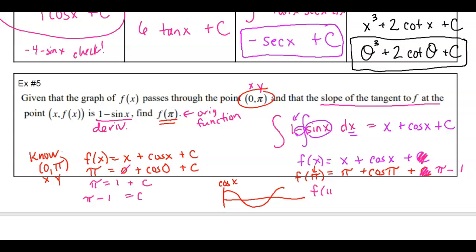So f of pi equals pi plus the cosine of pi, that's negative 1, plus pi minus 1. So f of pi equals, well, pi plus pi is 2 pi. Negative 1 minus 1 is minus 2. So that's our value. This is what we were looking for. Okay.